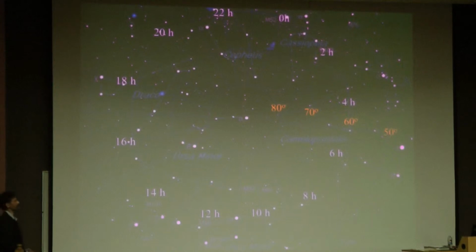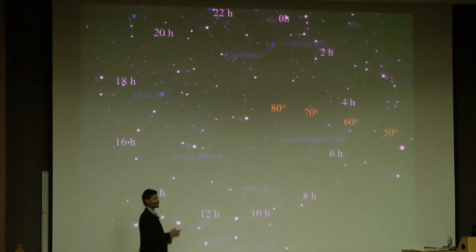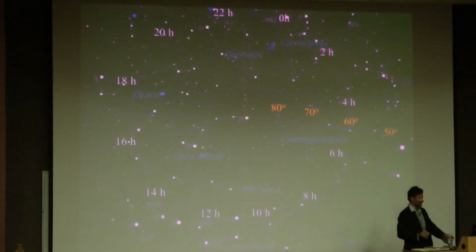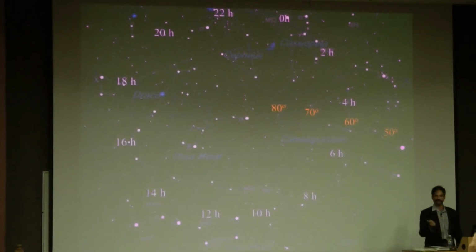And it'll keep those coordinates. So if I let this move, we'll see the stars spin counterclockwise around the North Celestial Pole, and we'll see the coordinates spin with the stars, because the stars keep their coordinates.